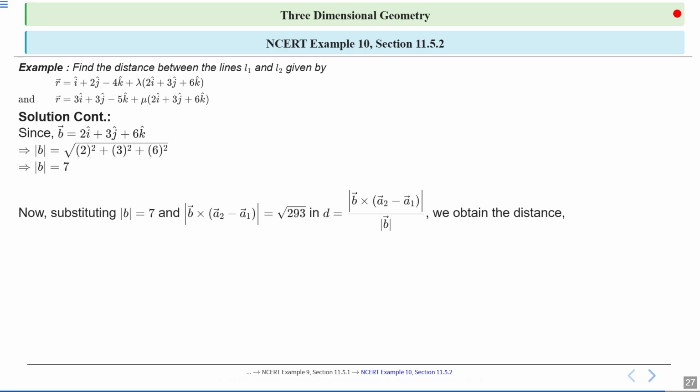Now substituting magnitude of b vector equal to 7 and magnitude of b vector cross a2 vector minus a1 vector equal to root 293 in this equation, D is equal to magnitude of b vector cross a2 vector minus a1 vector upon magnitude of b vector, we obtain the distance. So D will be root over 293 upon 7. Right, distance D will be root over 293 upon 7. This is the exact distance between the two given lines in three-dimensional space.